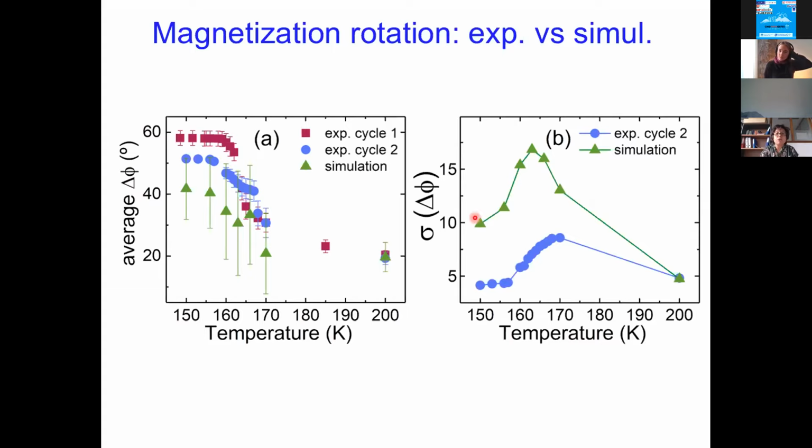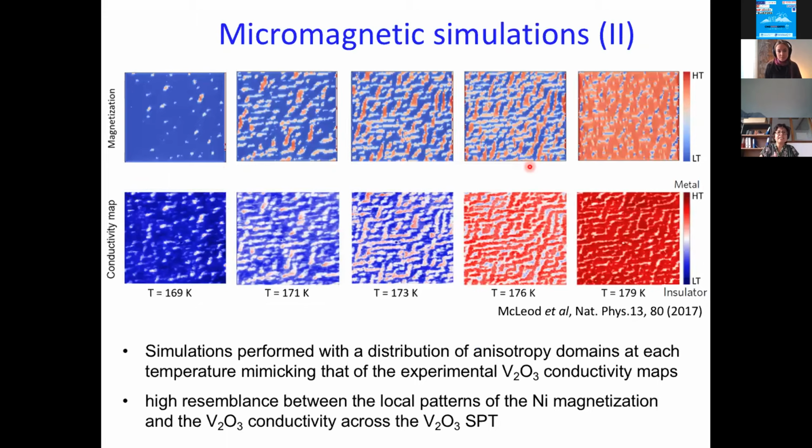So when we do that, around 165 Kelvin, which is the transition temperature, we find a peak, which is again a characteristic that the highest dispersion occurs where this first order phase transition in the V2O3 occurs. There is a second set of simulations we ran.